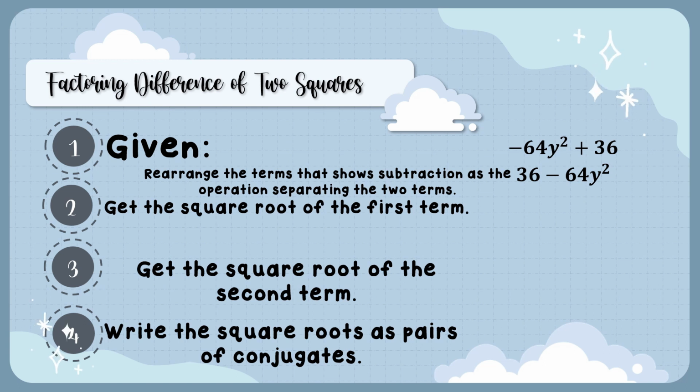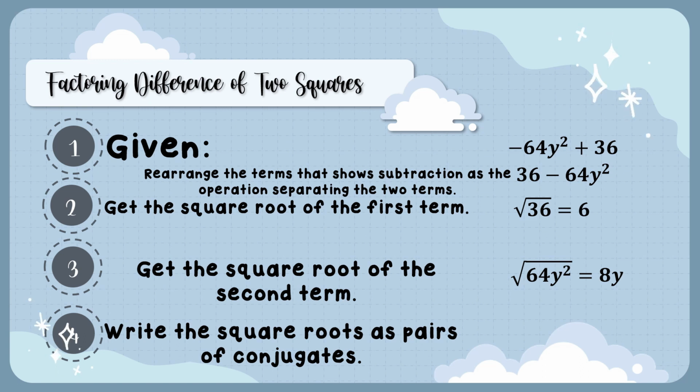Step 1 is to get the square root of the first term. The first term here in our example number 5 is 36. And the square root of 36 is 6. Okay, now let's proceed to step number 2 for this example. Get the square root of the second term. Our second term here is 64y squared, and the square root of 64y squared is equal to 8y, because the square root of 64 is 8 and the square root of y squared is y.